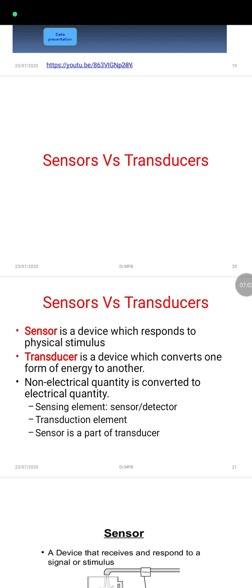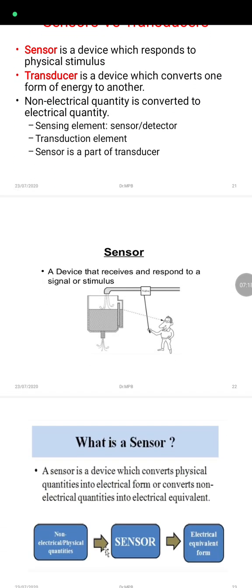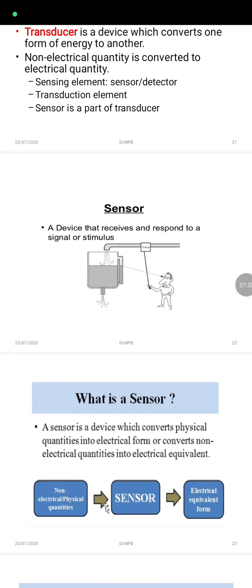And also we can say non-electrical quantity is converted to electrical quantity. The sensing element is the sensor or detector, and the transduction element is the transducer; the sensor is a part of the transducer. This picture shows a device that receives and responds to a signal or stimulus.